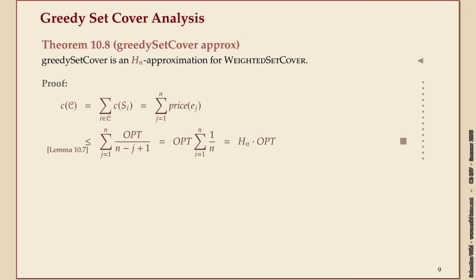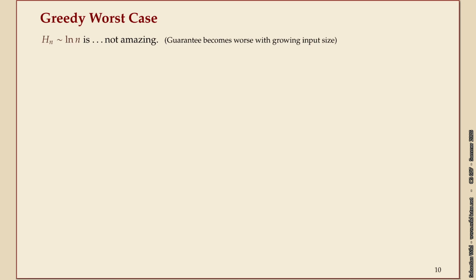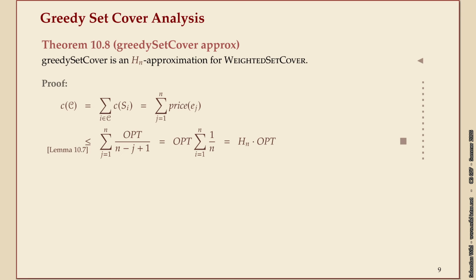And now, of course, we use our price lemma to upper bound the price. That's a simple calculation then. And you pull out opt, which is a constant factor, you're left with that sum, and that's exactly the nth harmonic number. So it's a very simple analysis. No fancy math needed here.